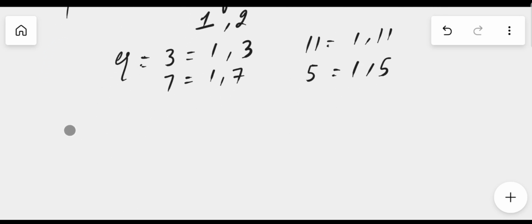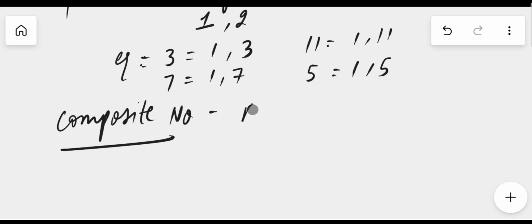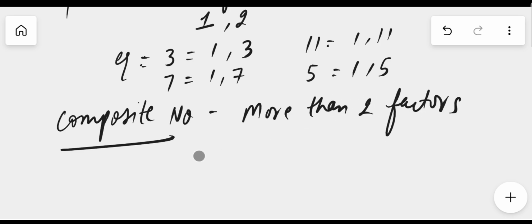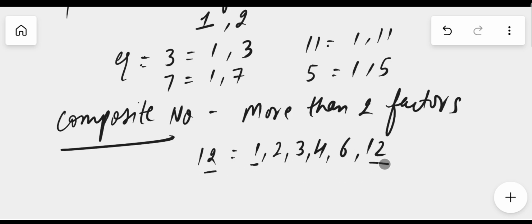Next is the composite number. What is a composite number? A composite number is a number which has more than two factors. Suppose I take the example of 12. What are the factors of 12? 12 is divisible by 1, 2, 3, 4, 6 and 12. Here you can see that the largest factor of every number is the number itself and the smallest factor of every number is 1. So in this example, 12 has 6 factors: 1, 2, 3, 4, 6 and 12. A composite number has more than two factors, and a prime number has only two factors, the number itself and 1.